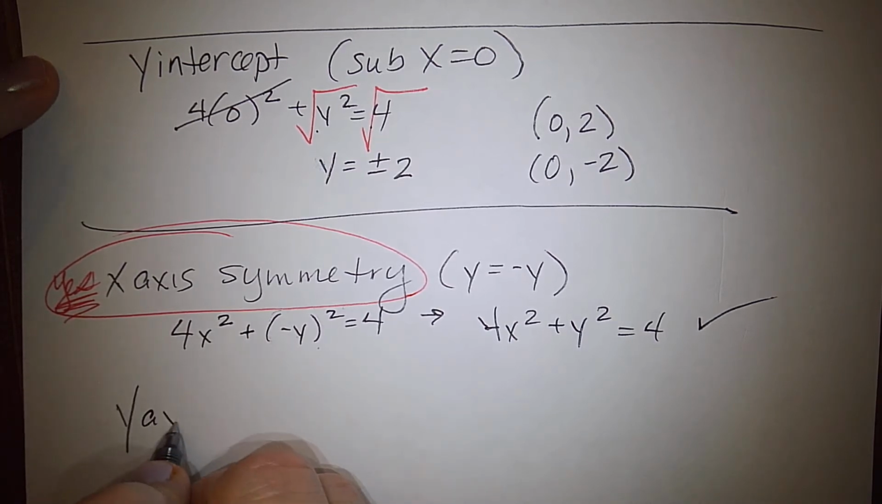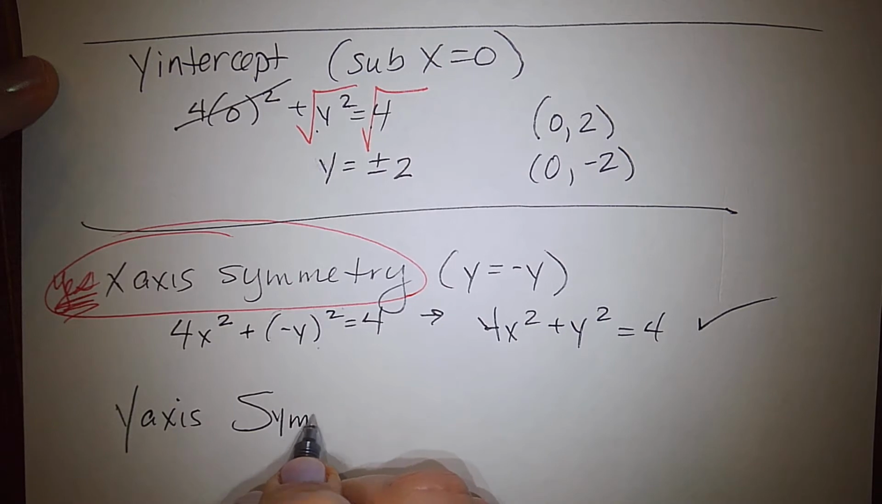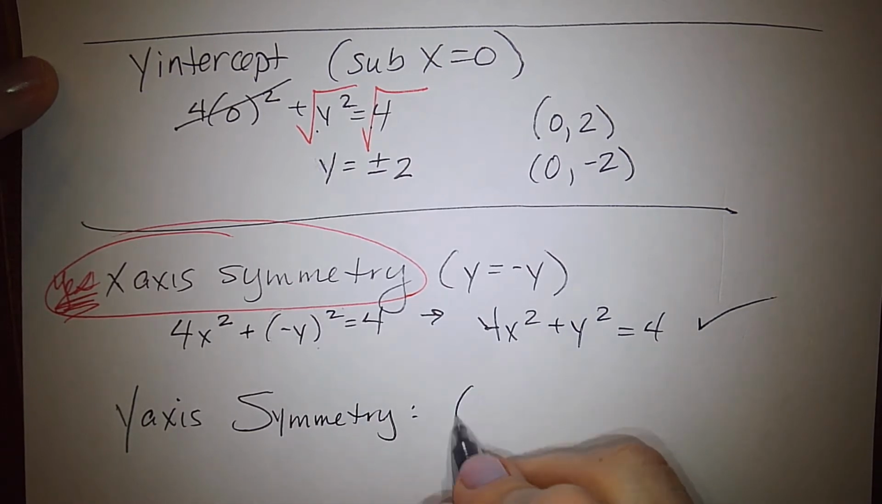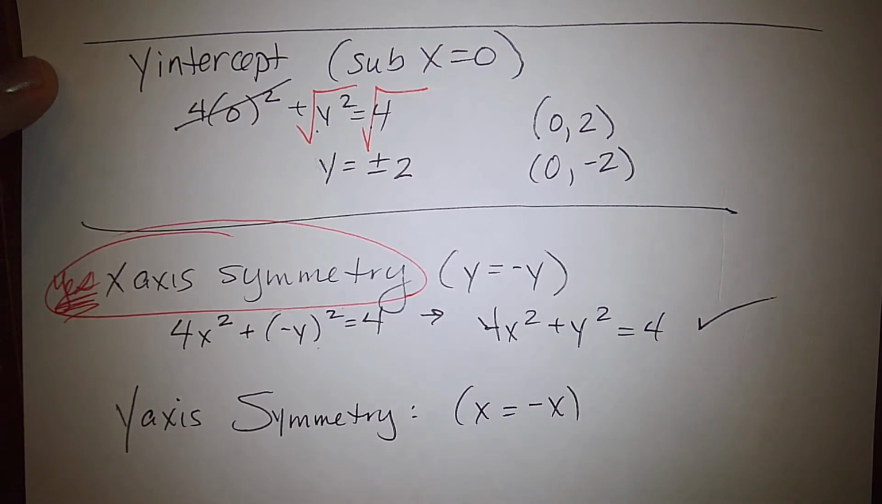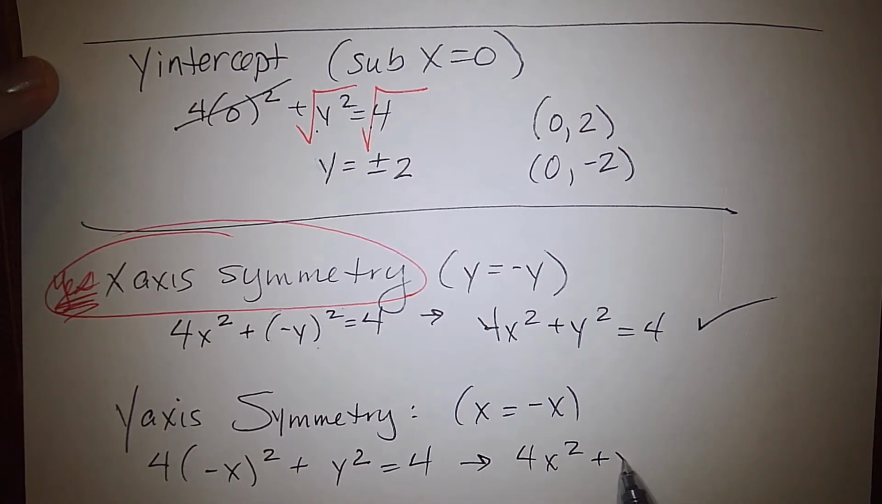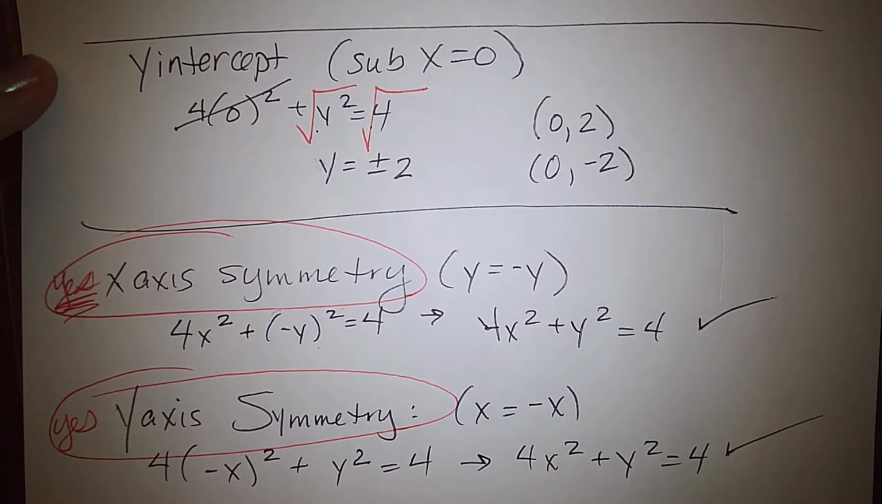Let's try y-axis symmetry. To find y-axis symmetry, we take the opposite letter and plug in its negative version. So 4 times (-x) squared plus y squared equals 4. (-x) squared is x squared. So you'll see we end up with the original that we started with. So yes, just as we suspected, this also has y-axis symmetry.